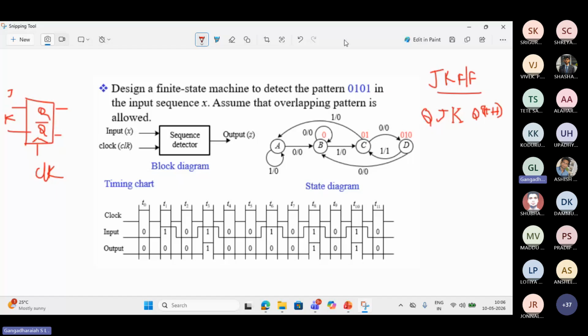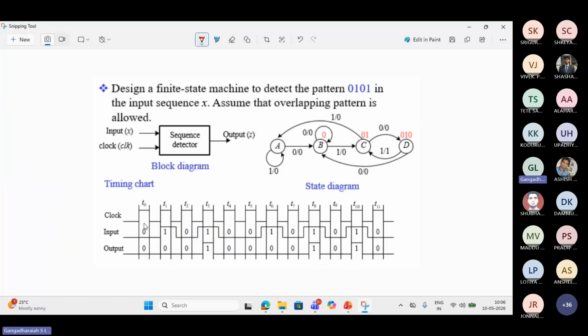Now, please understand, let's say I apply a clock at t equal to 0. Assume this is the time axis, and this is time t equal to 0. Now let us say this is time t equal to 10. This is time 0, and this is time 10.